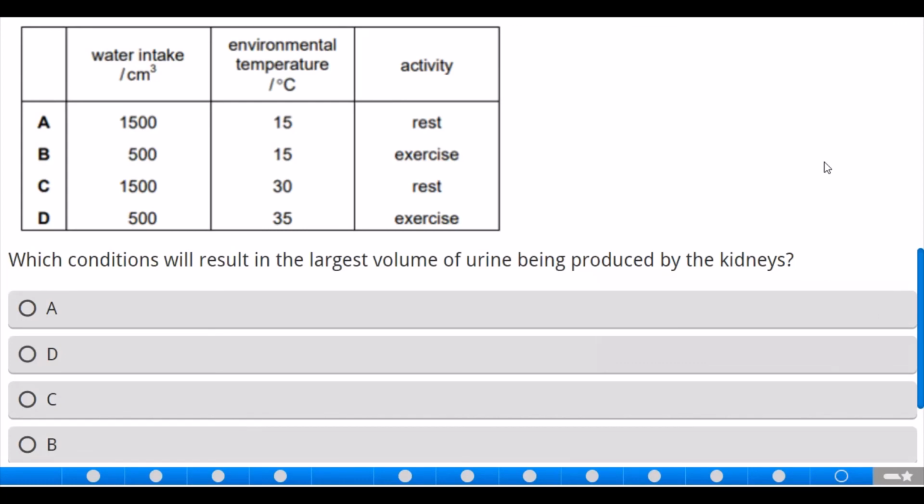Last question for today. Which conditions will result in the largest volume of urine produced by the kidneys? That will be water intake at 1,500 centimeter cube at a temperature of 15 degrees Celsius and at rest. Will be A.